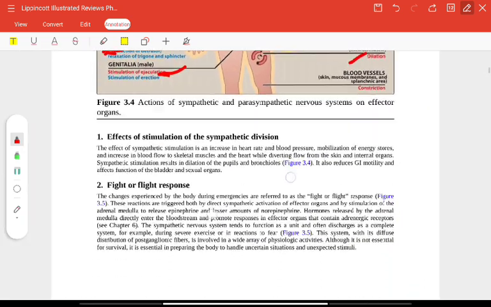Now, effective stimulation of the sympathetic system is also known as the fight or flight response. We'll just have a look here. Fight or flight response, because of the direct sympathetic activation by stimulation of the adrenal medulla, which releases epinephrine or norepinephrine, and hormones released by the adrenal medulla directly enter the blood and promote all the responses in the affected organs.